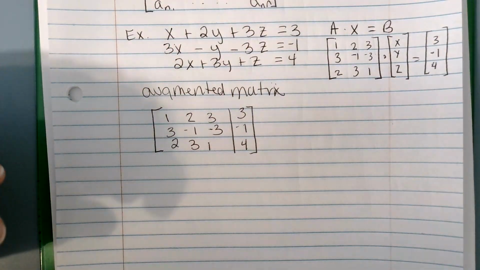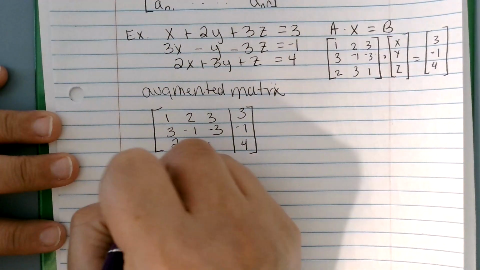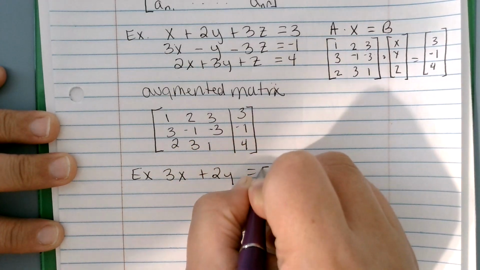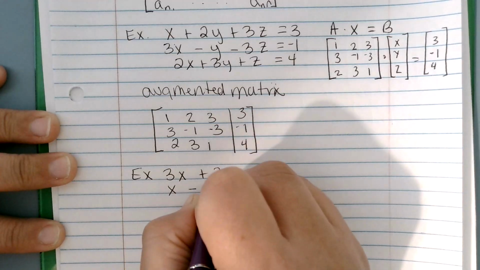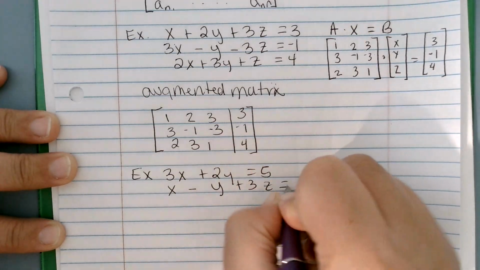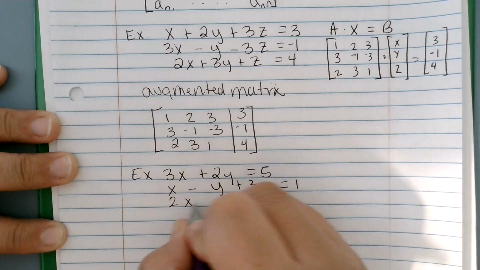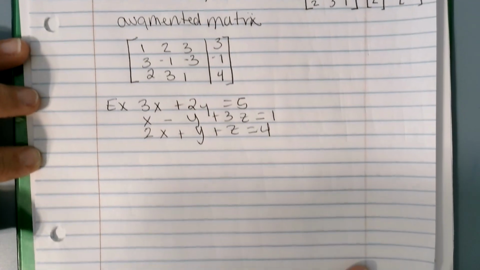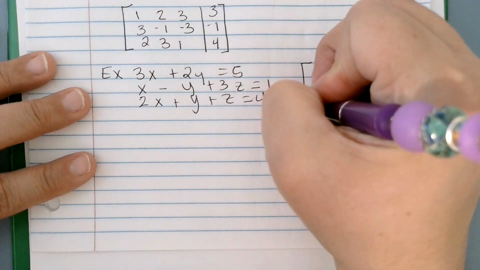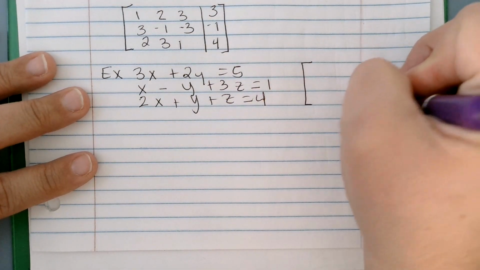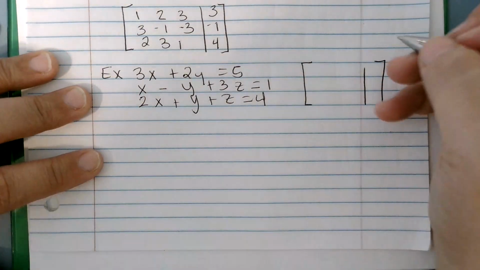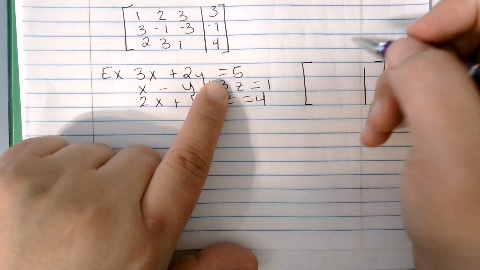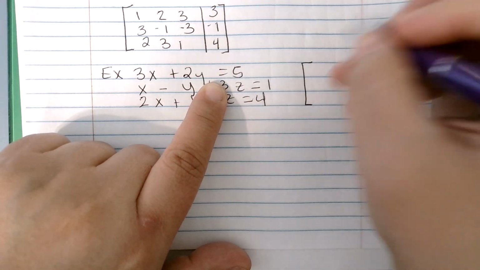Let's give it another try. Let's say that I had 3x plus 2y equals 5. x minus y plus 3z equals 1. And 2x plus y plus z equals 4. To write the augmented matrix for this one, we are going to do a 3 by 4 matrix, including our augmented column here, but the missing variable in this equation is going to be 0. Because it doesn't have a z, there's going to be a 0 in the z's position.